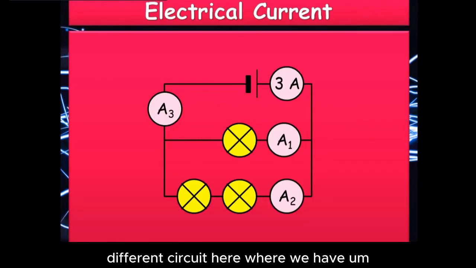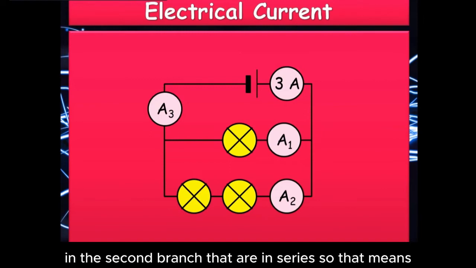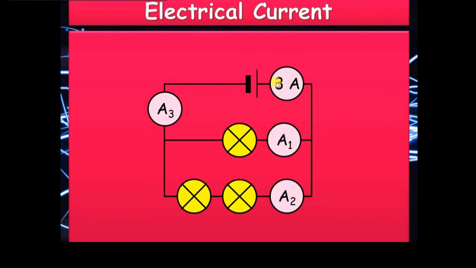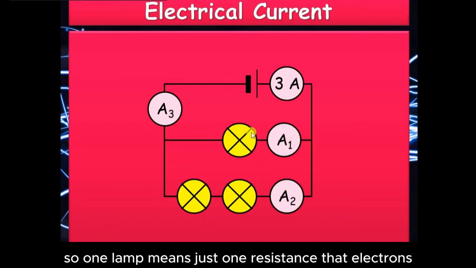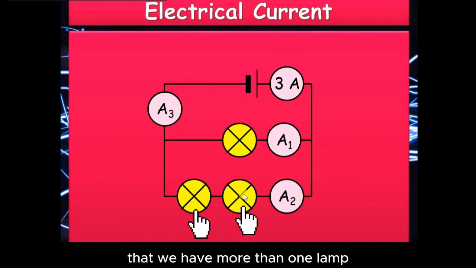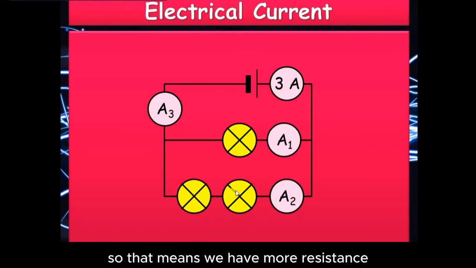Different circuit here, where we have a parallel circuit, but within a parallel circuit, we have 2 lamps in the second branch that are in series. So that means if the current leaving the battery is now 3 amperes, now you could see in the first branch we have just 1 lamp. So 1 lamp means just 1 resistance that the electrons have to pass through. Whereas in the second branch you could see that we have more than 1 lamp, so 2 lamps. So that means we have more resistance in the second branch.